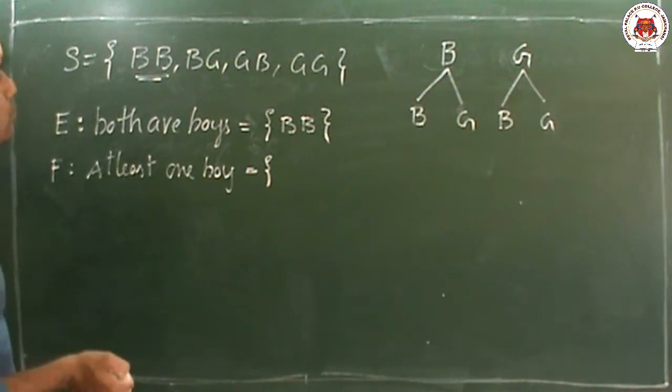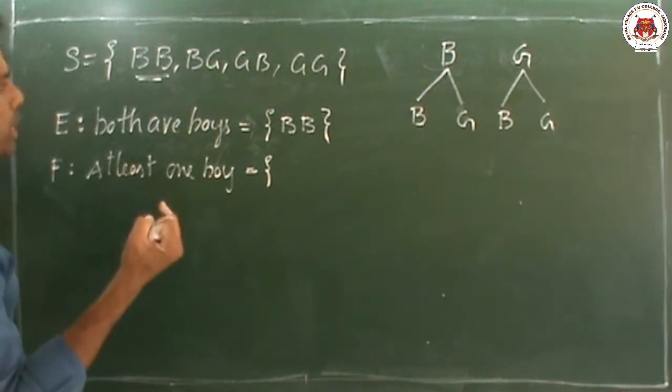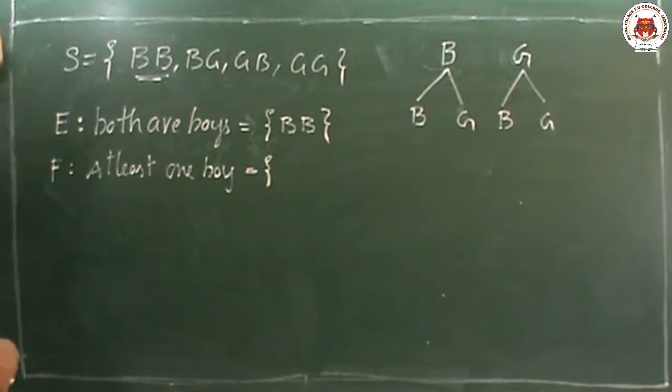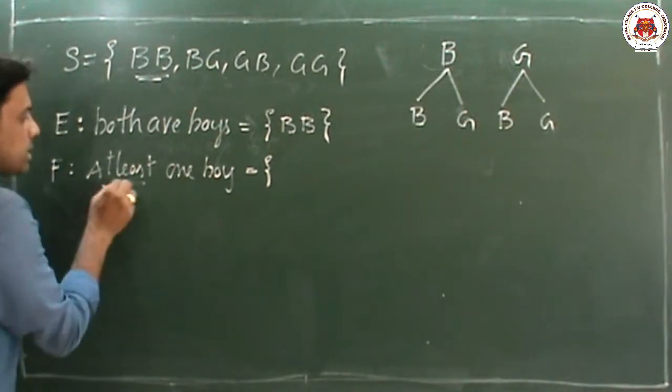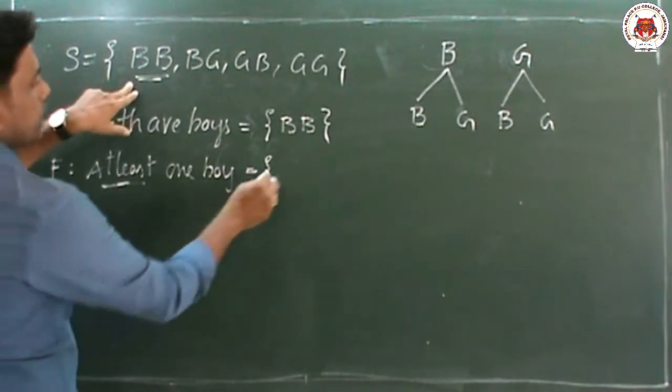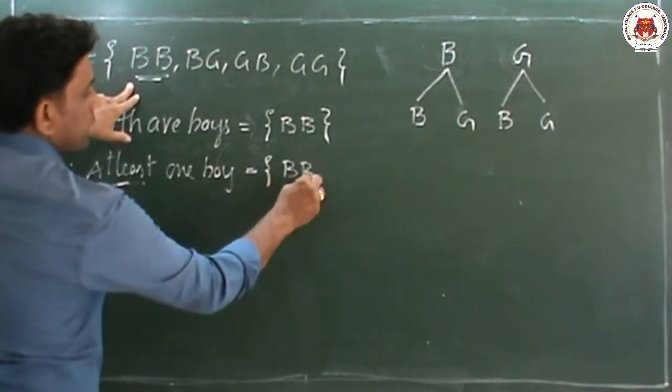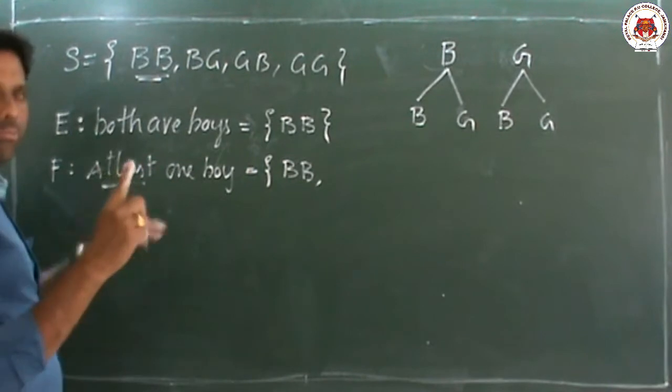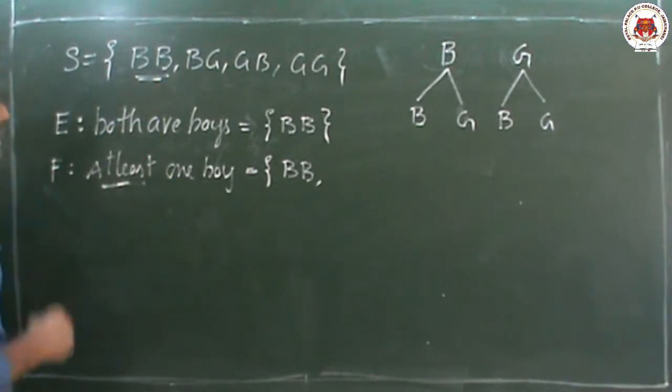At least one boy, what is the meaning, children? Either one boy or two boys also chances. At least means one boy or two boys, chances are there. So here two boys, no problem, because of that at least one. One boy or more than one, it works because of at least.